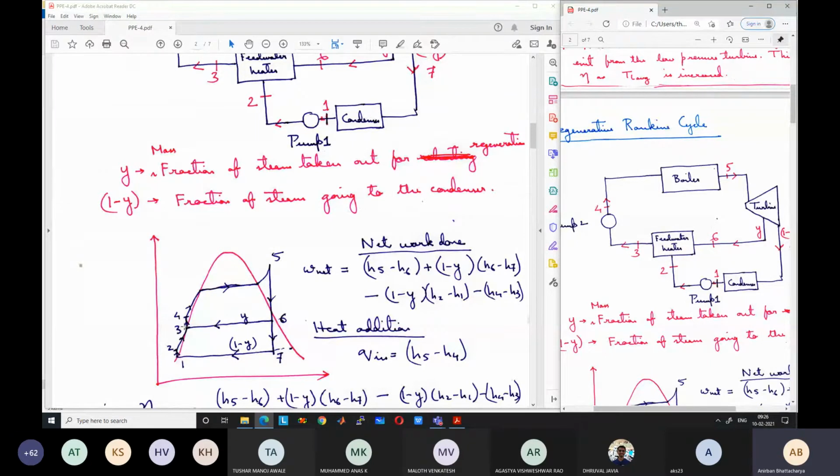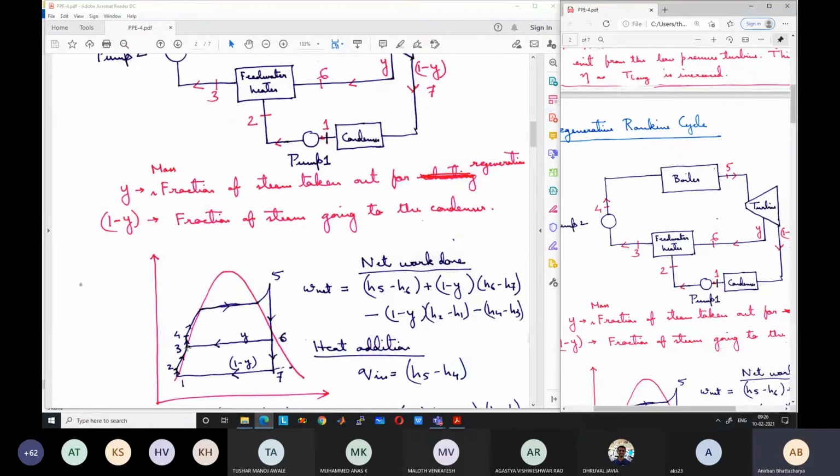Okay, so we come to state 3, and then the mixture is sent to a second pump. The second pump pumps it from the intermediate pressure to the high boiler pressure, and then the liquid water is sent to the boiler for heat addition from an external heat source, which is the coal-fired flue gases that are generated.